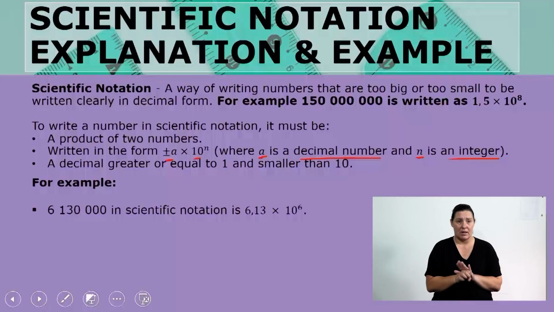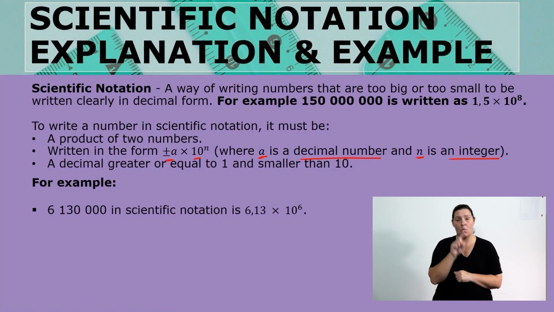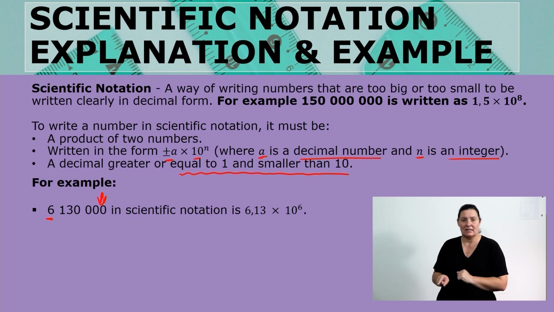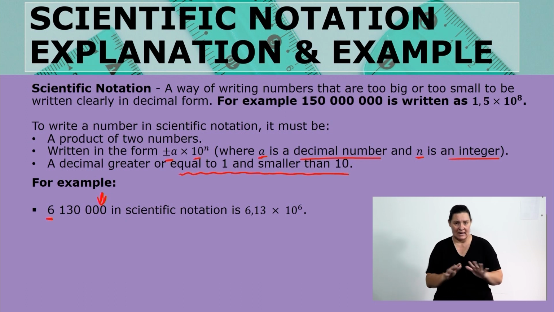So for example, I have there 6,130,000. If I want to write it in scientific notation, I'm going to say that is 6,13 multiplied by 10 to the exponent 6. So what happened here? We are looking at 6 million, and that 6 million has to now move to the ones position, where it is going to satisfy this last condition, where it is going to be either equal to or greater than 1, but smaller than 10.